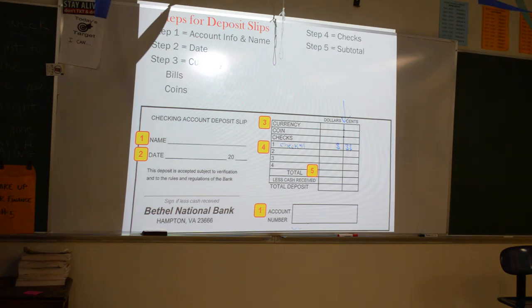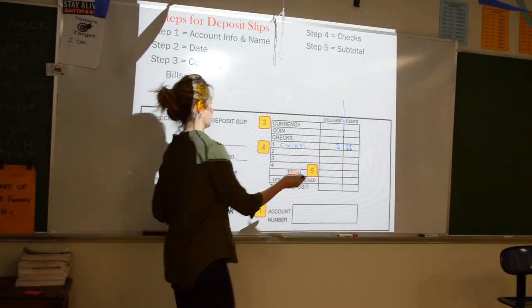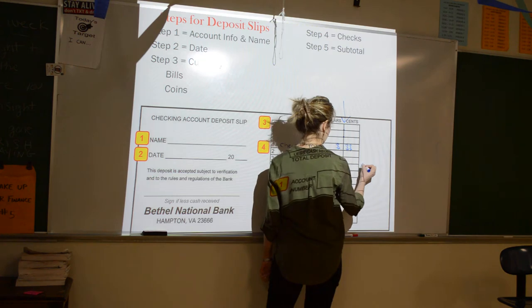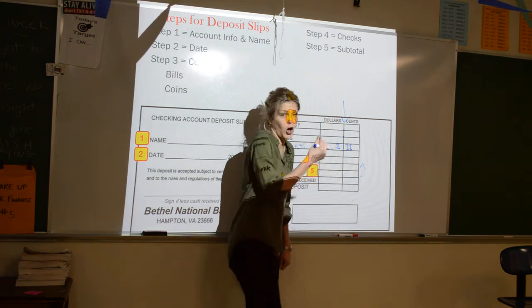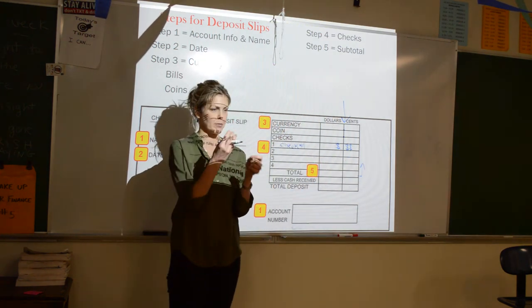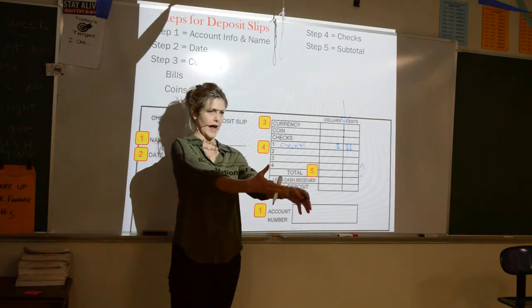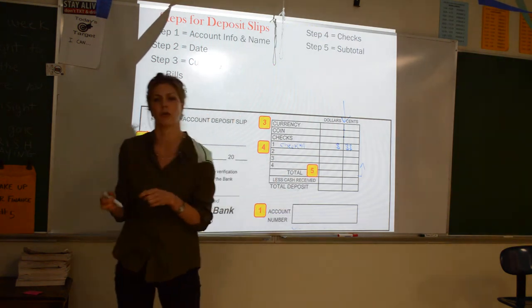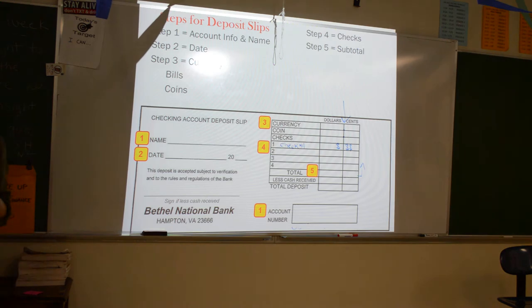Step number five is to subtotal. Subtotal basically means to add up everything from above. Okay, all the checks and all the paper money and coin money that you have here that you are going to be giving to the banking staff. Okay?